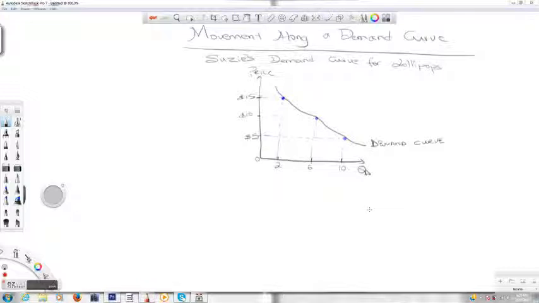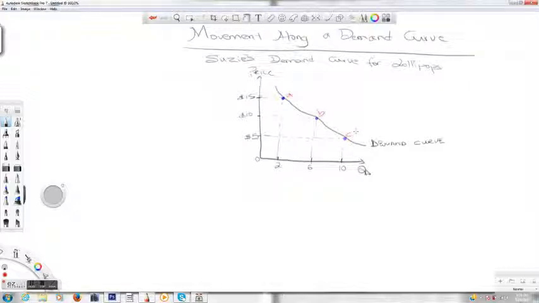Alright guys, let's talk about movements along a demand curve. Now what we have here on the screen is Susie's demand curve for lollipops. It's the same demand, it's the same thing. But for the purpose of this lecture, we're just going to use it as a reference. Alright, each of these points I'm going to give a letter. So this is point A, point B, point C.